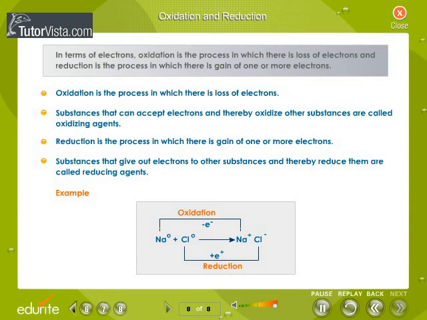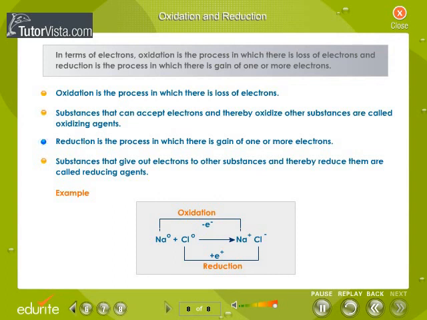Oxidation and reduction. In terms of electrons, oxidation is the process in which there is a loss of electrons, and reduction is the process in which there is a gain of one or more electrons. Oxidation is the process in which there is a loss of electrons. Substances that can accept electrons and thereby oxidize other substances are called oxidizing agents.